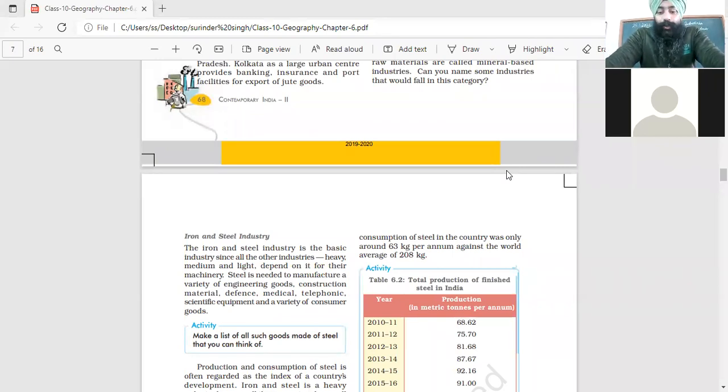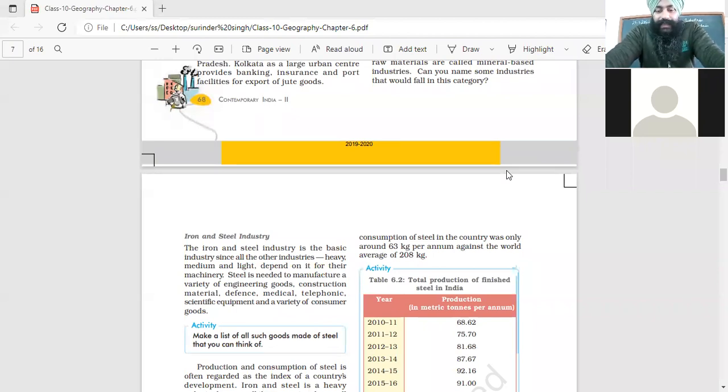Iron and steel industries are crucial for the development of the economy of a country and for industrialization. All other industries are directly dependent on iron and steel industries for their machines and equipment. Steel is needed for manufacturing equipment required for mining, construction, agricultural machines, transportation, construction materials, medical and scientific equipment, defense, etc.